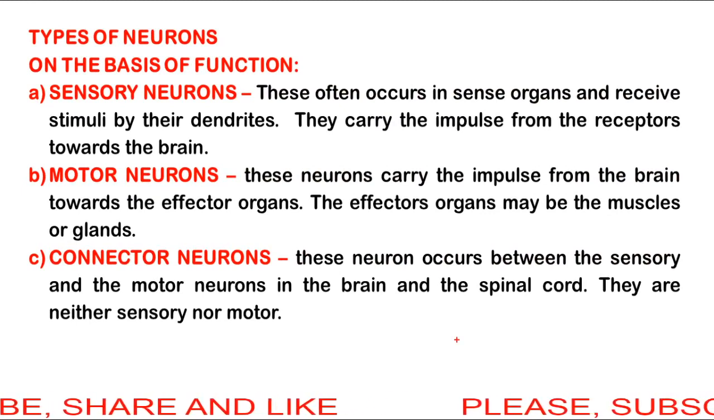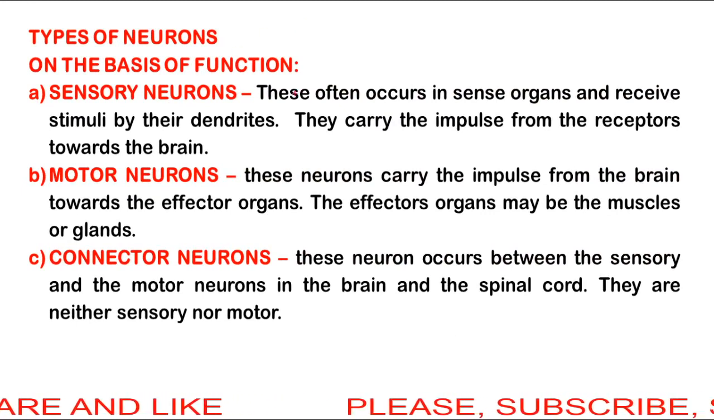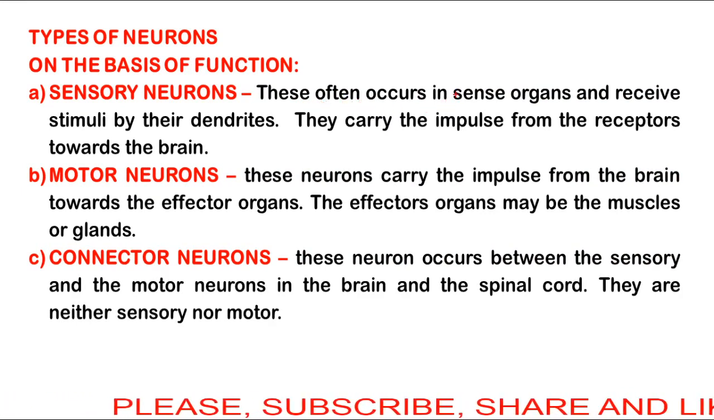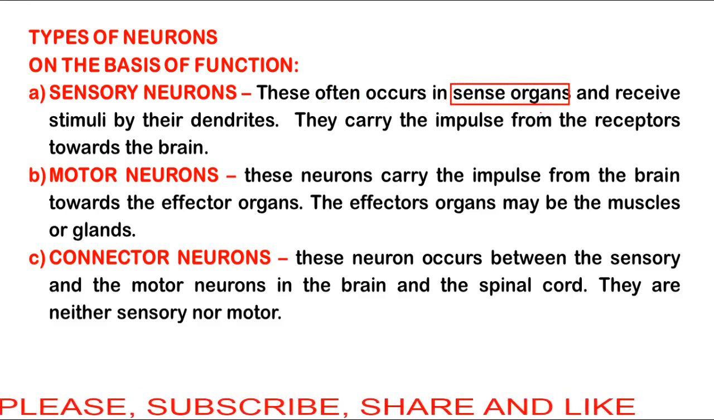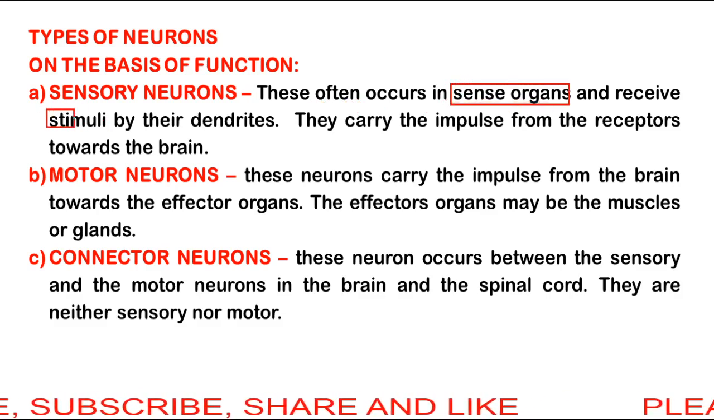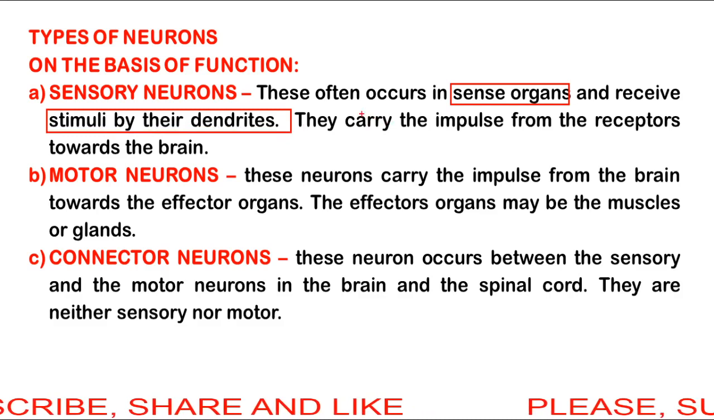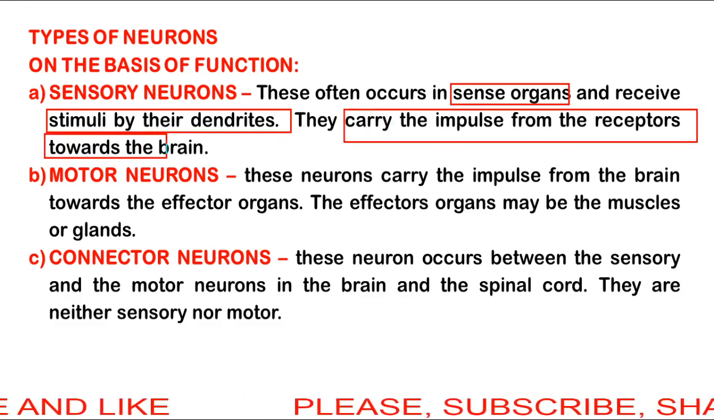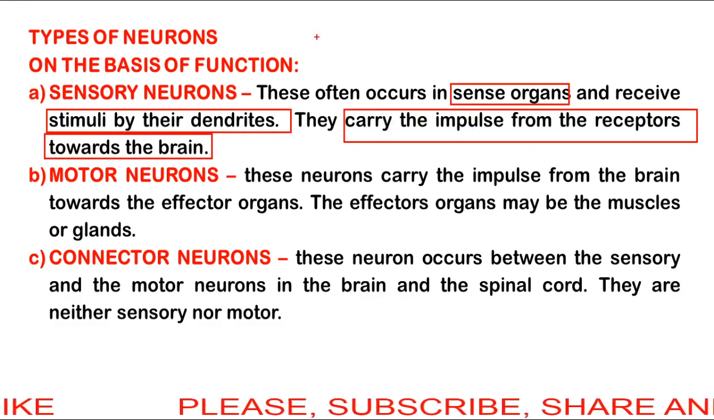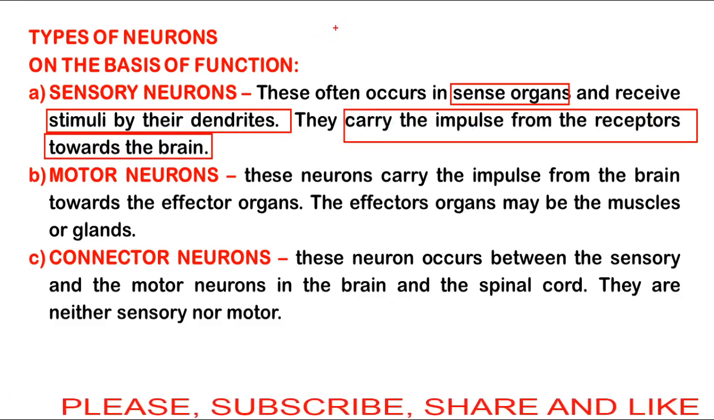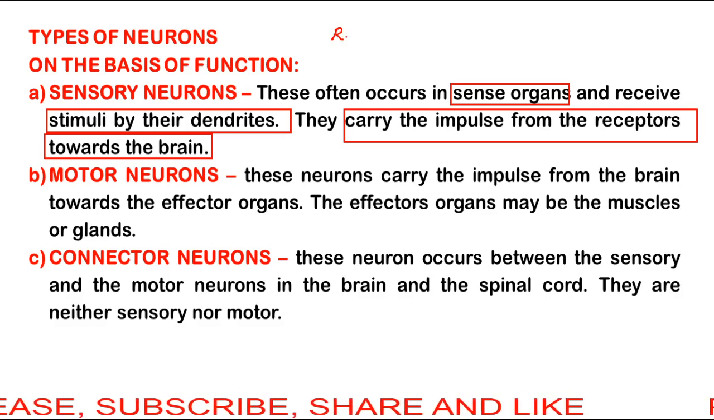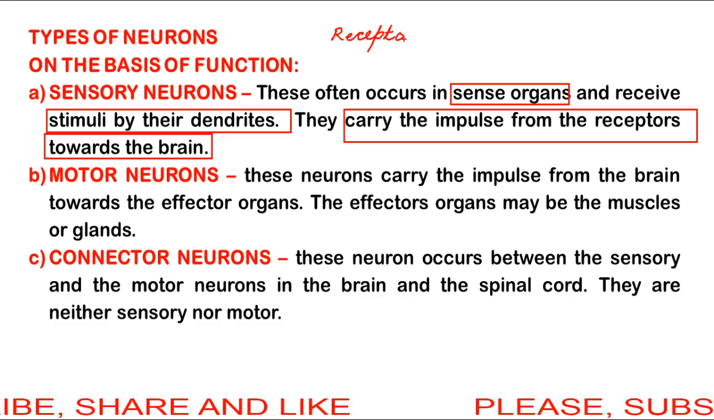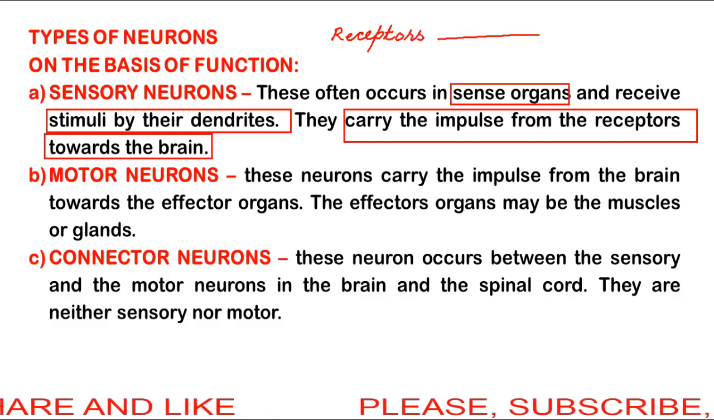Next is the types of neuron. First is the sensory neuron. These often occur in sense organs and receive stimuli by their dendrites. They carry the impulse from the receptors towards the brain. So sensory neurons are those neurons that carry the impulse from the receptors towards the brain.